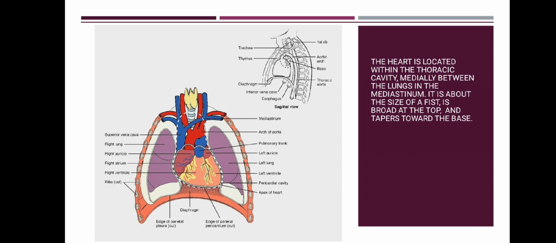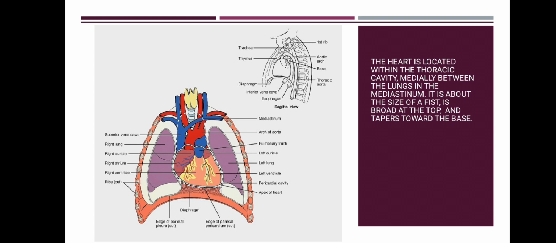The dorsal surface of the heart lies near the bodies of the vertebrae and its anterior surface sits deep to the sternum and costal cartilage. The great veins, the superior and inferior vena cava, and the great arteries, the aorta and pulmonary trunk, are attached to the superior surface of the heart called the base. The base of the heart is located at the level of the third costal cartilage, as seen in the picture.